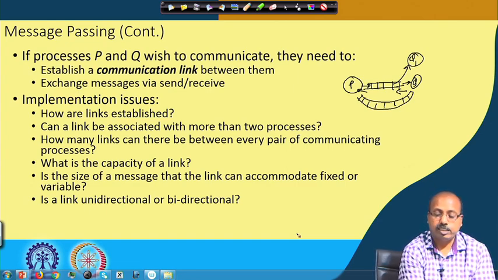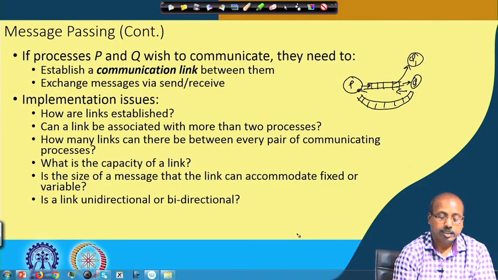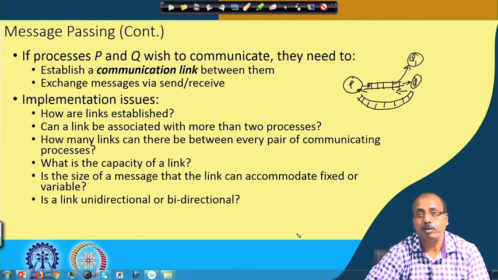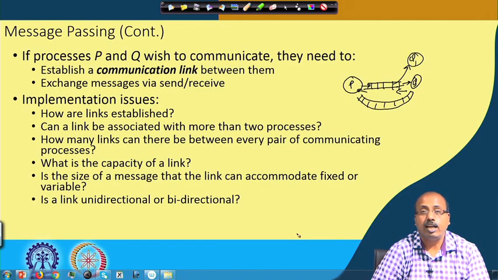Is the size of a message the link can accommodate fixed or variable? Can the message format be of fixed length, or is it needed that they should be of fixed length, or can I accommodate variable length also? Is the link unidirectional or bidirectional? Unidirectional means it always goes from P to Q only, or it can also come from Q to P. So, these are different alternatives that we can think about for a communication link between two processes or multiple processes, and many operating systems try to answer these questions in different ways.